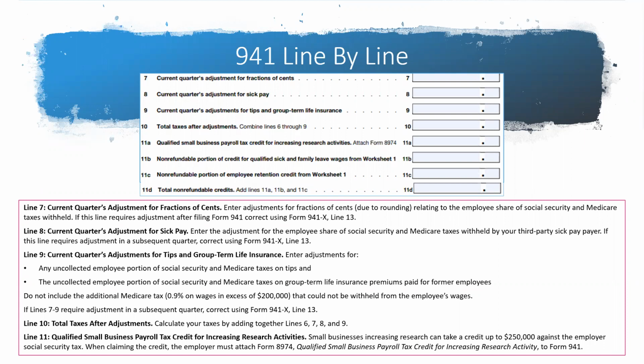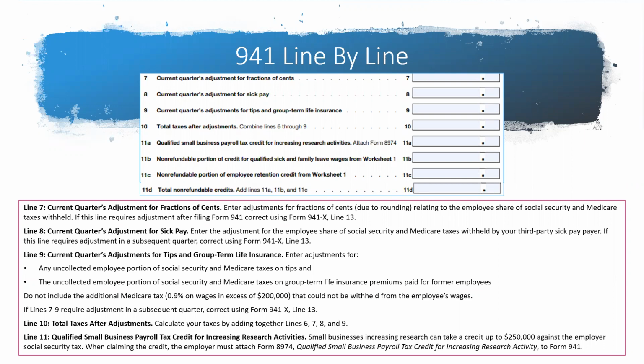Line 8 is the current quarter's adjustment for sick pay. So if you had any employees that were receiving sick pay from a third party, that information would go on line 8. On line 9 is going to be any current quarter adjustments for tips or group term life. So if you had any uncollected employee portion of Social Security and Medicare on tips, or any uncollected portion of Social Security and Medicare taxes on group term life, that's where this information would go.